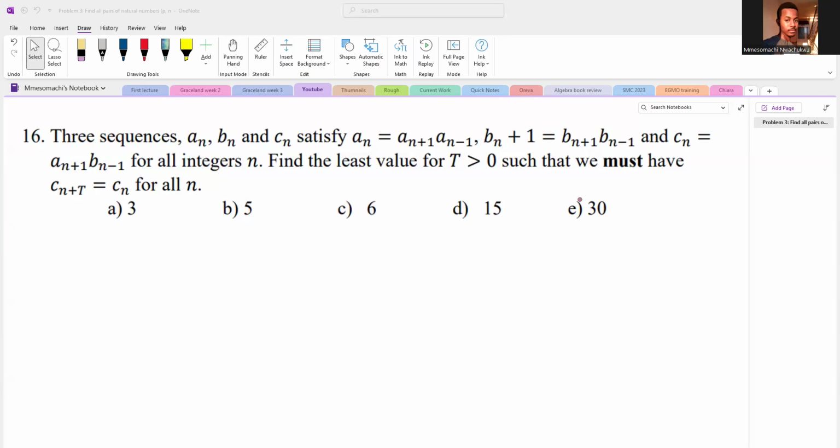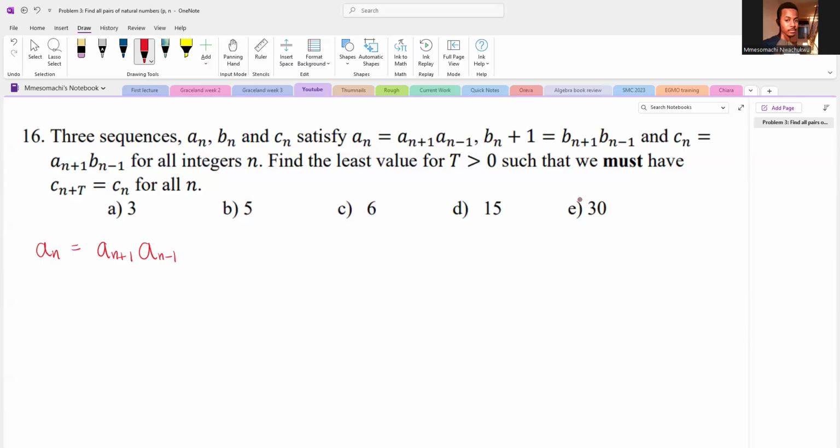Okay, so let's look at sequence a(n). My guess is that this has to be a periodic sequence, but let's investigate that. That's why this is math. We have to be sure of what we are saying. So we have a(n) equals a(n+1) times a(n-1).